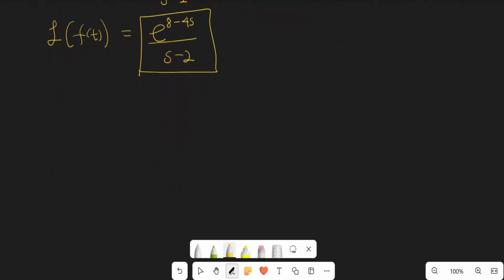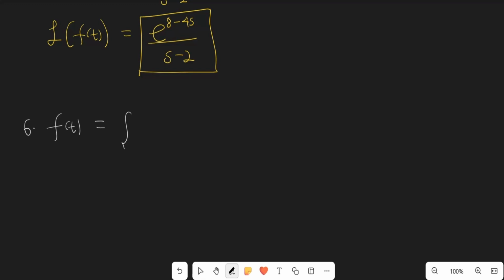Cool, so now let's solve the last one. The last one is question 6. So we are having the Laplace transform of this function. The function is given as this: e^(-t), an exponential function, for t in between 0 and 1, and t if t is greater than or equal to 1.